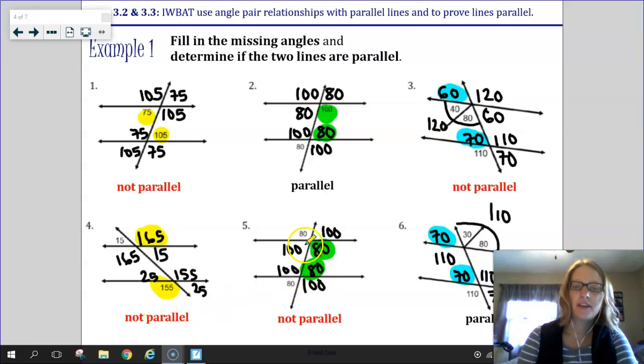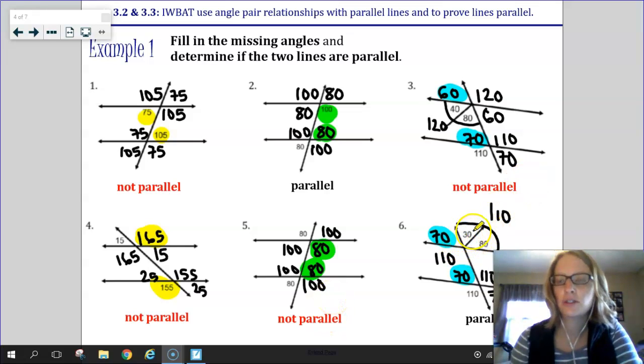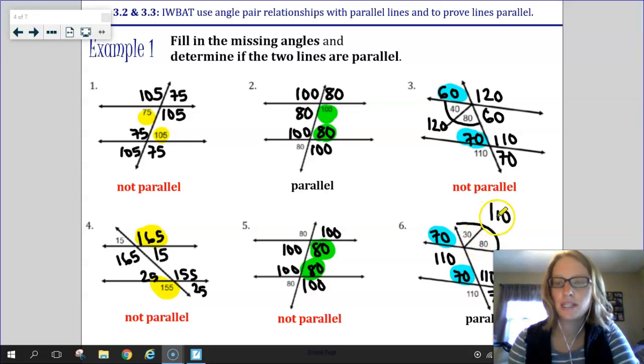In number 5, I filled in all the missing angles and found that 80 and 80, a pair of same-side interior angles, only added up to 160, not 180 like they're supposed to, so those lines were also not parallel. In the final example, the given angles 30 and 80 both added up to 110.